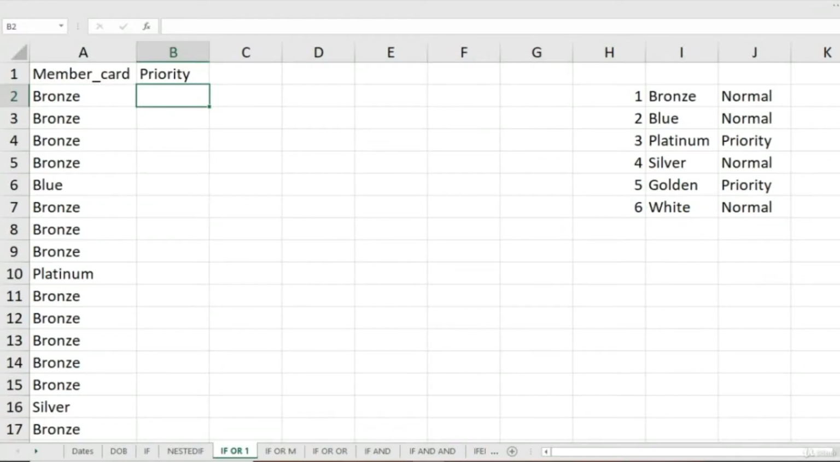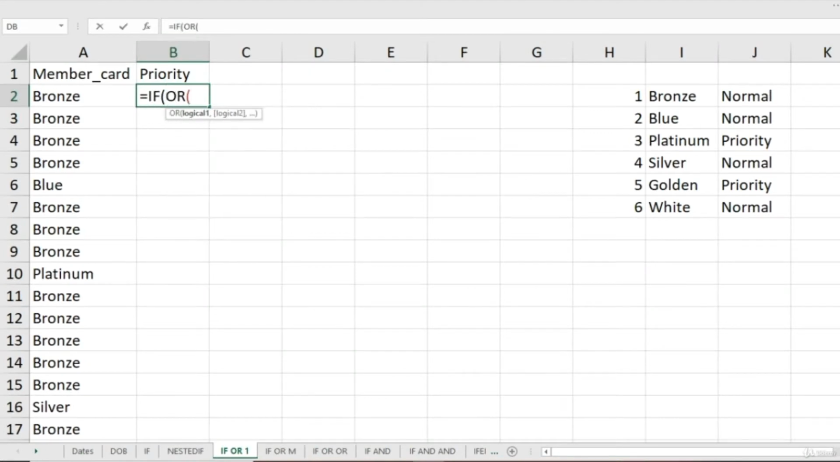Alright, so till now we have discussed the if statement and nested if statement. In both of them we have taken one condition at a time, but now we are talking about a condition where we want to say if any of these conditions meets, get us this value. So let's do it. I would say IF OR.